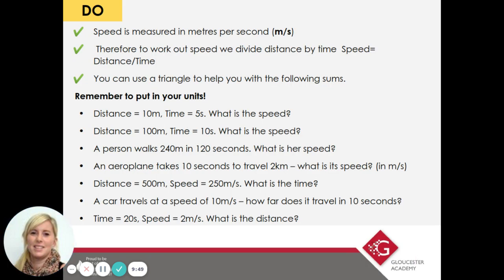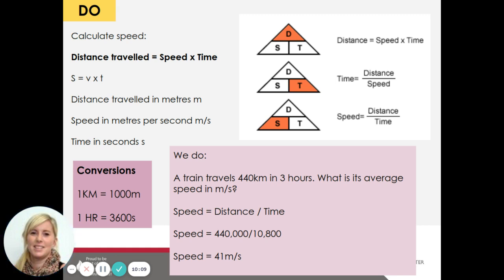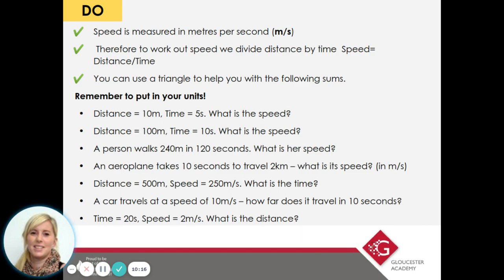So time for you to have a go now. Okay, so there are 7 questions for you to have a go at. So roughly pause the video for about 7 minutes and get these done. Remember, our final answer is in meters per second, and you can use a triangle. So if you want to draw that triangle, then there it is. So the D at the top and then the S and the T at the bottom. And you can always go back in the video to see it again as well. So have a go at these 7 questions, please.